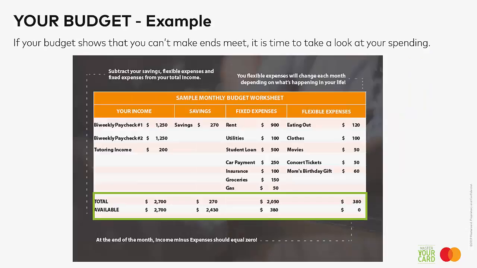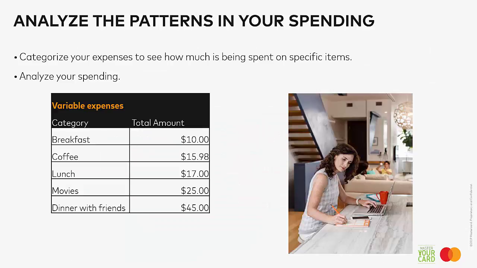Here's an example of a budget. Notice on the bottom of that screen, income minus the savings minus the expenses balances out to zero. If at this point your budget shows you can't make ends meet, maybe it's time to look at your spending. Once you've categorized your expenses, then you can see how much is being spent on specific items. Once you have your list, now you can analyze your spending. Often, variable expenses are the easiest to adjust.